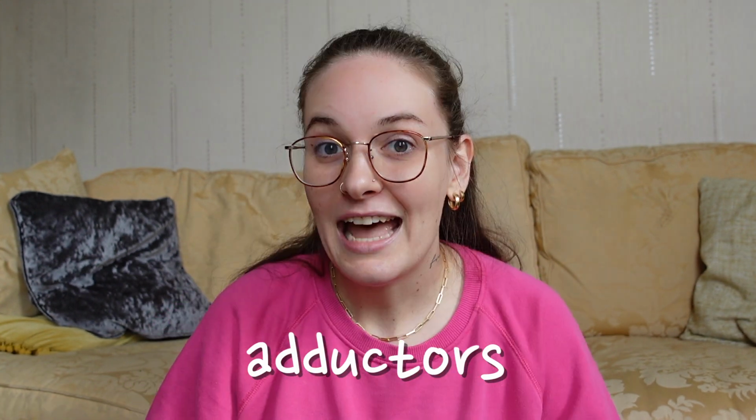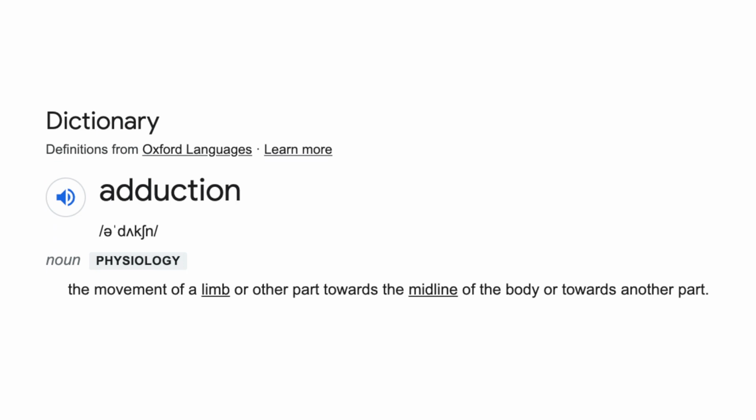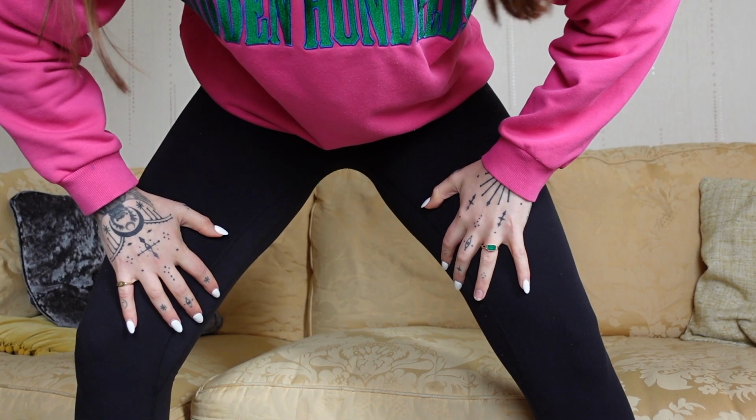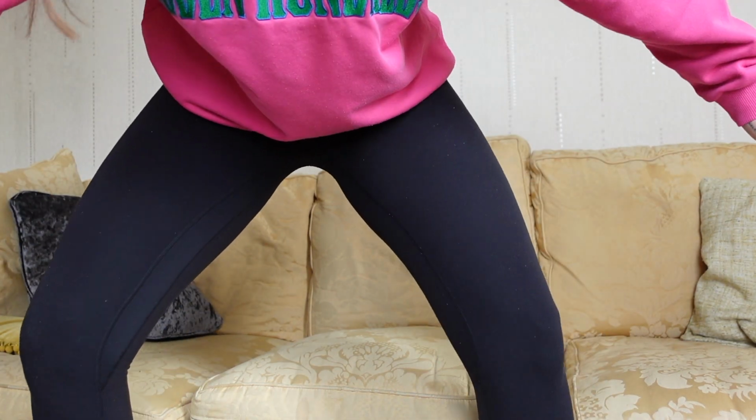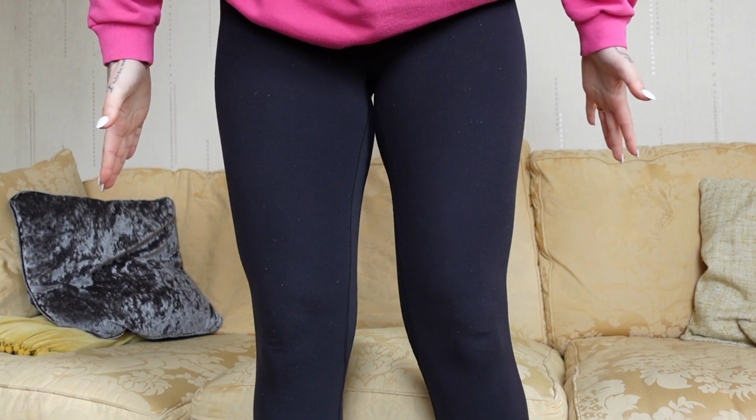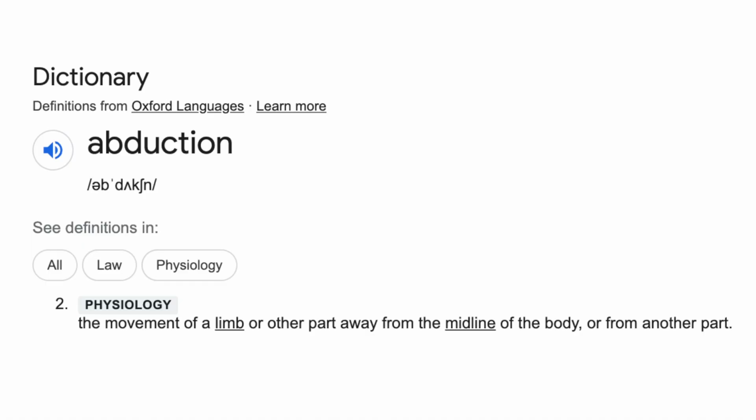The next term is adductors. Adduction means that you are moving a limb towards the midline of your body. Now, our adductors are these parts, our inner thighs, and they are responsible for moving our legs back to the midline of our body. We also have abductors, or abduction, which means moving away from the midline of your body.